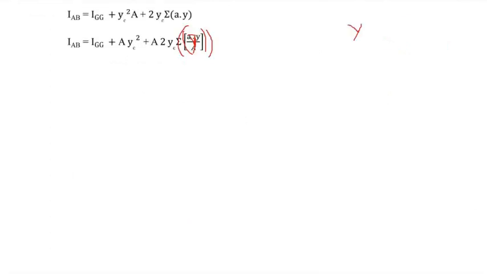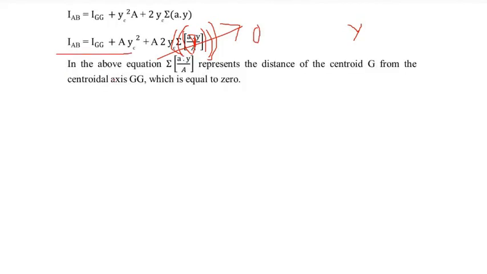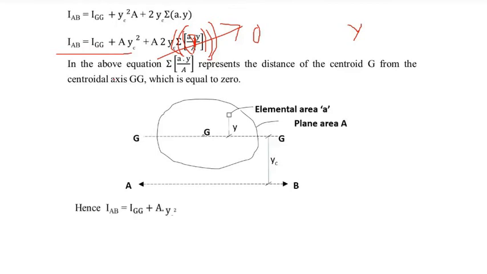So here this whole thing is Y bar, and sigma AY divided by A is Y bar, and that Y bar in this case is 0. Therefore this entire term will vanish. So only the remaining thing will be IAB is equal to IGG plus A into Y square. Everyone, this is a very important relationship which you need to remember, and don't forget it at least until you complete your exams.